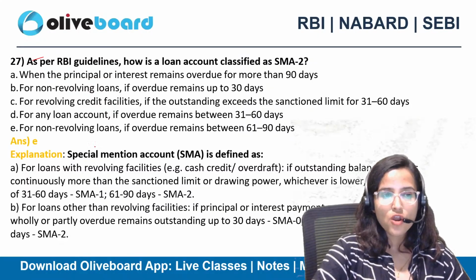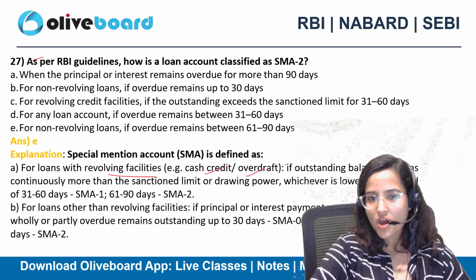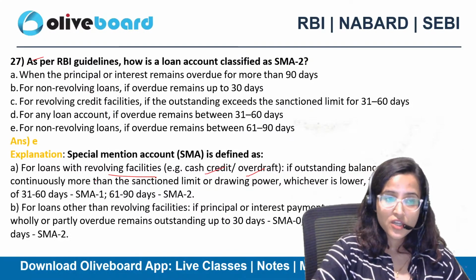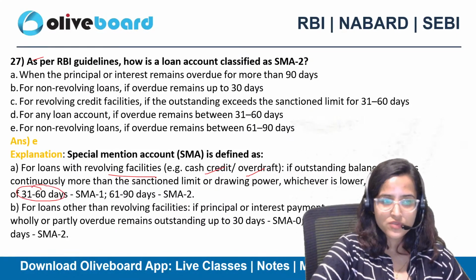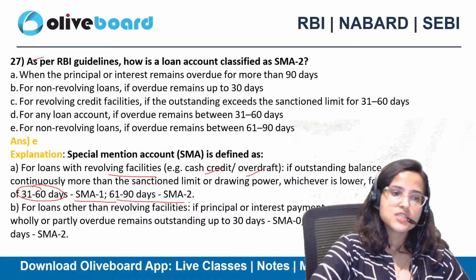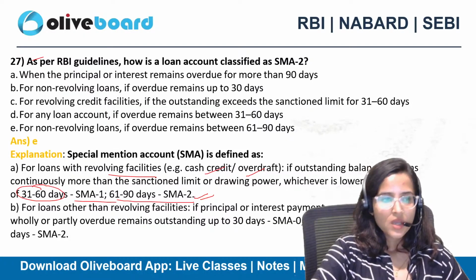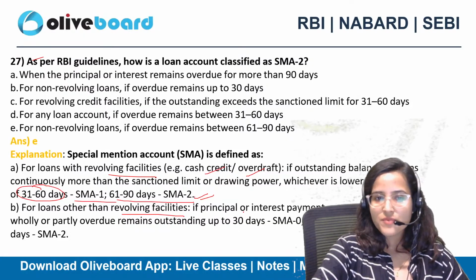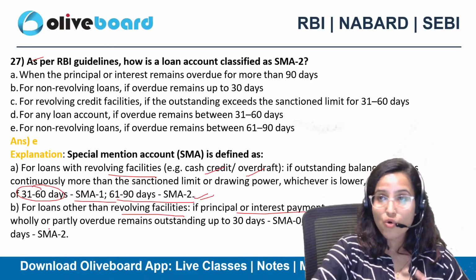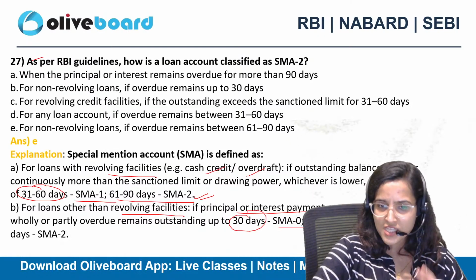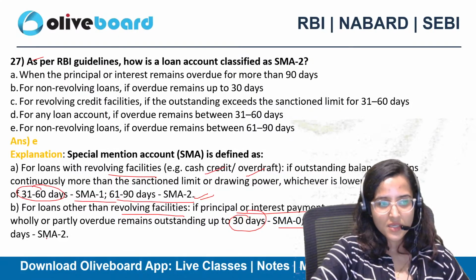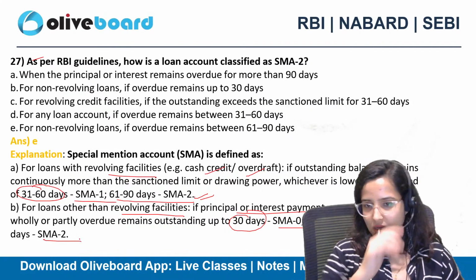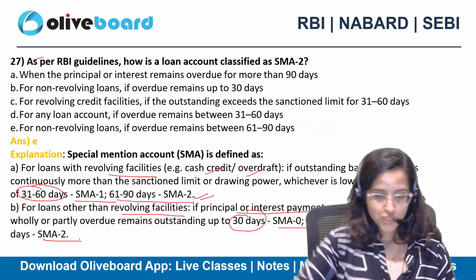For loans with revolving facilities like cash credit overdraft, if outstanding balance remains continuously more than the sanction limit or drawing power, whichever is lower, for a period of 31 to 60 days, SMA 1, and 61 to 90, SMA 2. For loans other than revolving facilities, if principal or interest payment or any other amount wholly or partly overdue remains outstanding up to 30 days, is SMA 0, 31 to 60 days SMA 1, 61 to 90 days SMA 2. ठीक है? Okay? चलो.